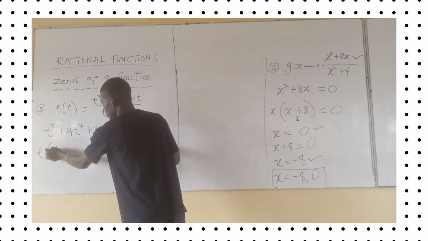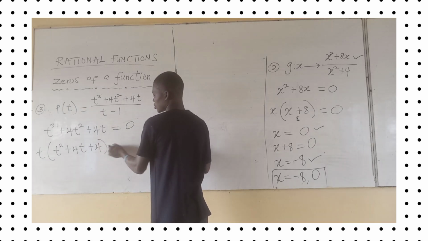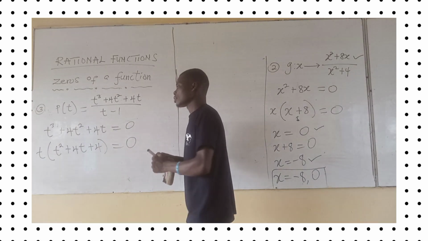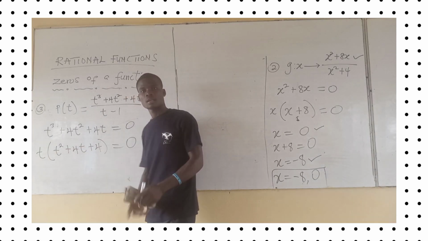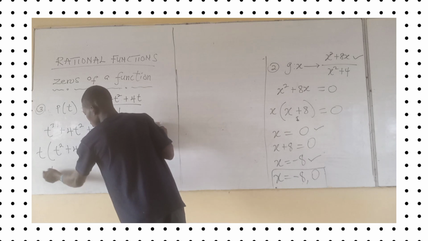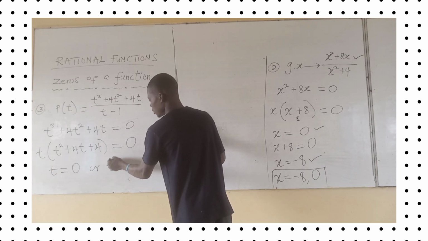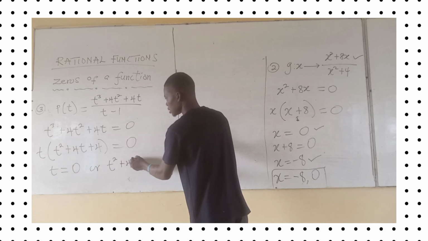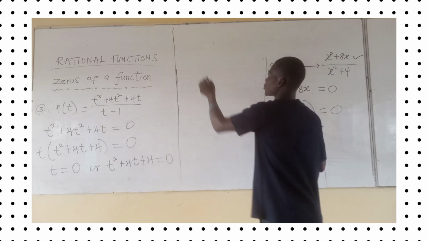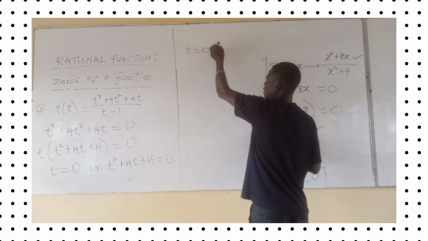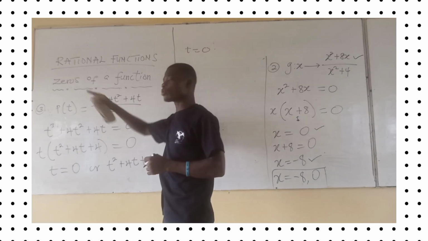Here will be t squared plus 4t plus 4 equal to what? 0. And here we consider everything in the bracket as 1 and this one as 1. So let's equate it to 0. We have t equal to 0 or t squared plus 4t plus 4 equal to 0. So when you have t equal to 0, then we are done. You know the first zero of the function, that when t is equal to 0, everything here will be equal to 0.